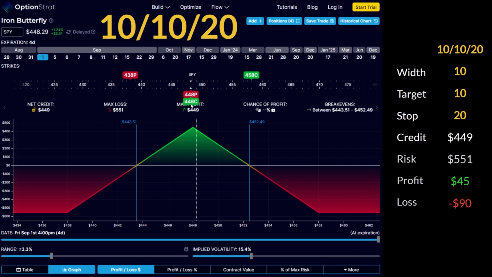Now you can see here the credit was $449. The max loss is $1,000 minus that, which is $551. And that's what you see over here on the right-hand side as well. So what would the profit be if we were to exit at 10%? Well, it would be about $45. So 10% of that $449 received would be about $45. So what would the loss be? Well, theoretically, it would be twice the profit, so negative $90.